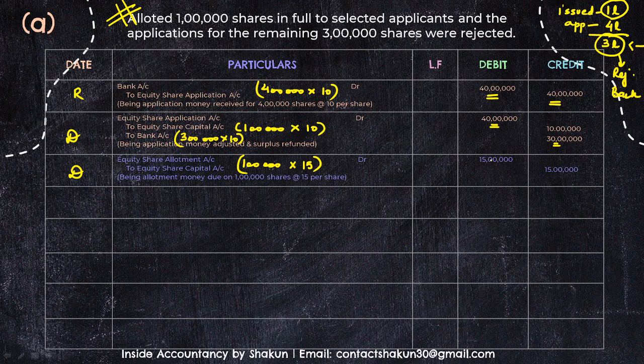So, amount is 15 lakh. Then we proceed towards the receiving entry for allotment. Bank account DR to equity share allotment, the same amount. Why have we written the same amount?